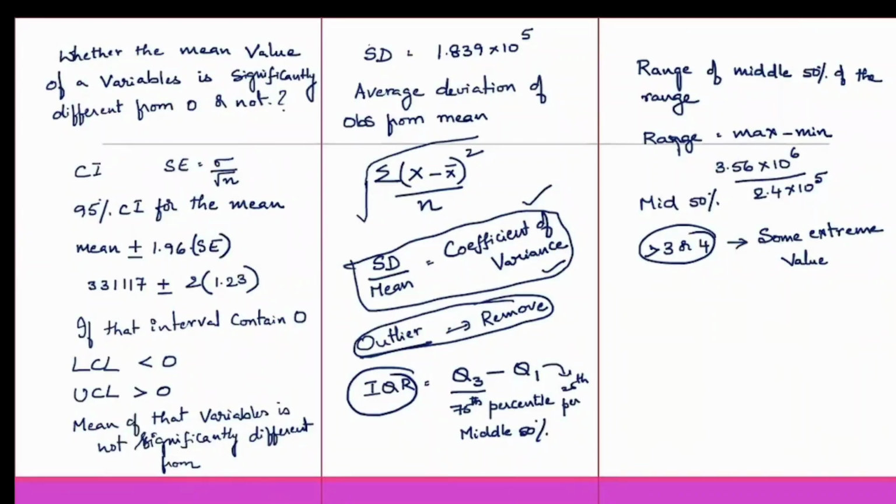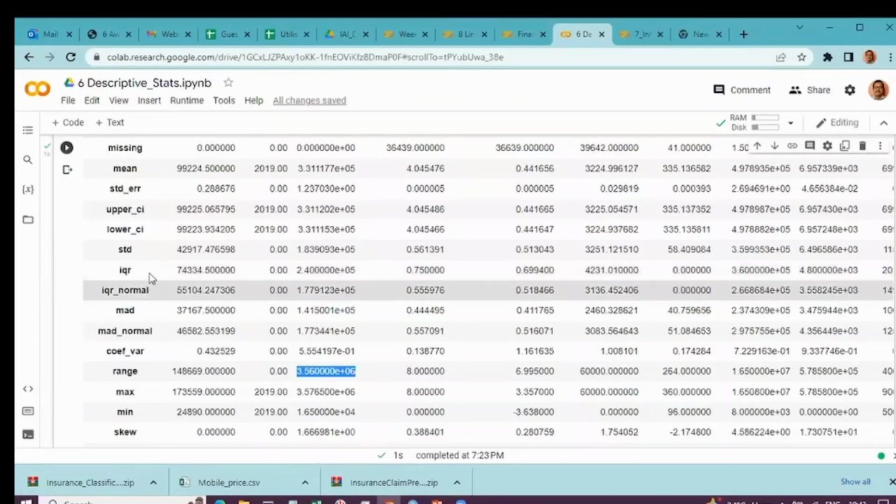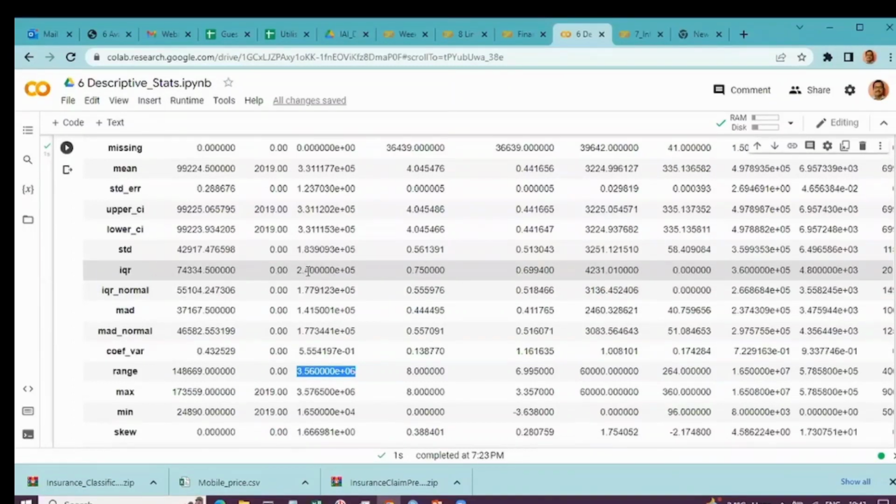But the moment we see the ratio go much beyond 3 or 4, then it's a great possibility that we can have a lot of extreme values in our data. So even if I do a rough check, it looks like this ratio is around 15. A quick calculation, this ratio could be somewhere around 15. So I can very well sense that there could be some extreme values present in the data. So that is how we understand the IQR, interquartile range.